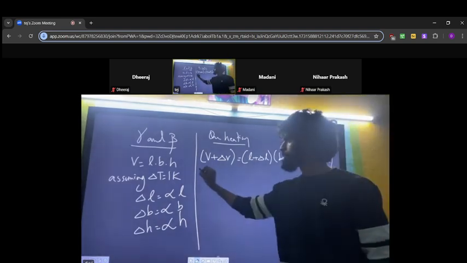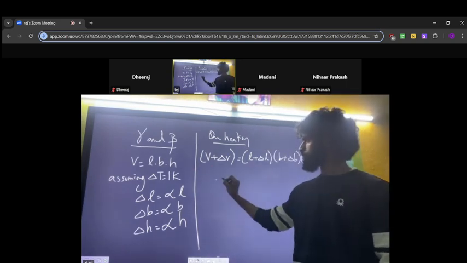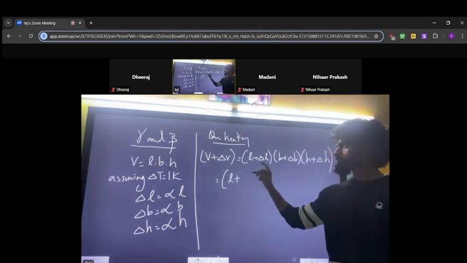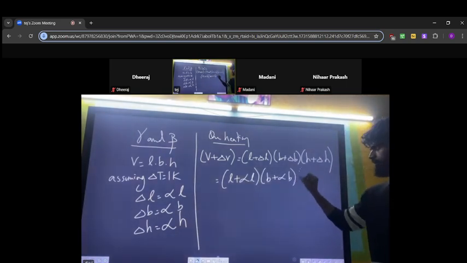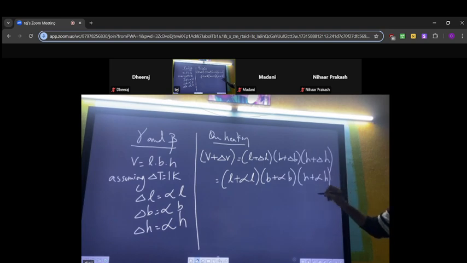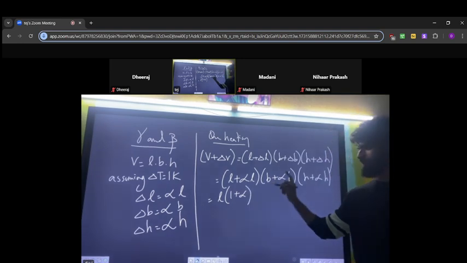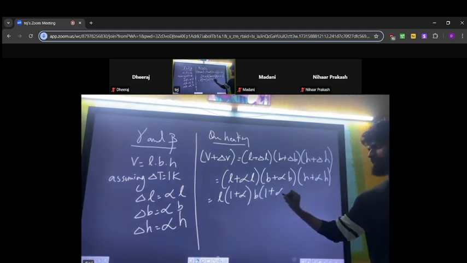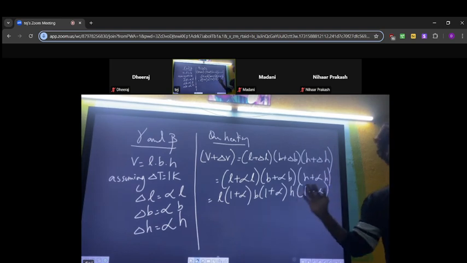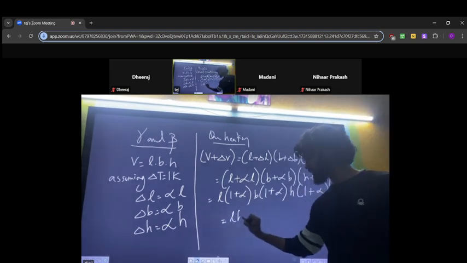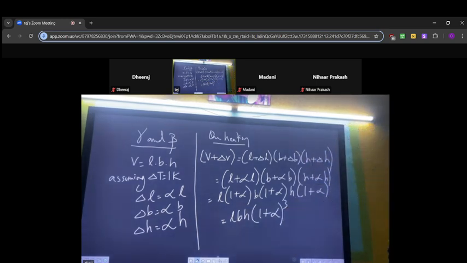Now, V plus delta V remains as it is. I won't keep writing that because it will confuse you. Equals first bracket, you write L. So instead of delta L, you write alpha L. You write B plus alpha B, H plus alpha H. Now, in the first bracket, I can see L common. Take it outside. 1 plus alpha remains. In the second bracket, I can see B common. Take it outside. I can see 1 plus alpha remaining. Third bracket, H common, 1 plus alpha. Now, all three things are there. Combine them with each other. So it becomes length into breadth into height into 1 plus alpha the whole cube. Correct? 1 plus alpha the whole cube.